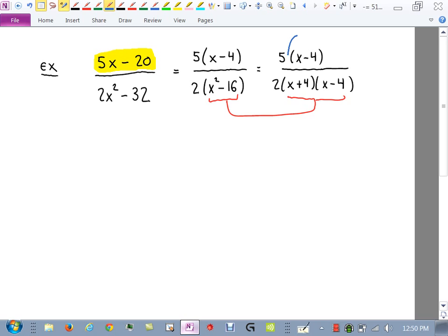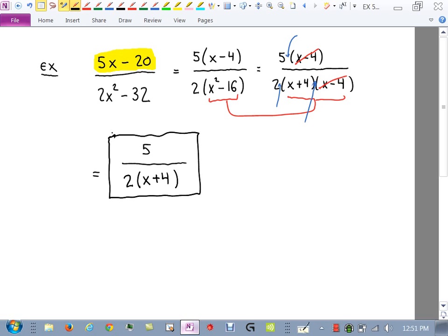Now that I've got it split up, I want to put some stuff in here. I have multiplication drawn here, a multiplication right there, right here, and right there. So anywhere we have multiplication separating things, we can cancel things if they are the same. Do we have anything that's the same? The x minus 4, the entire thing, right? That parentheses and that parentheses are the same, and I can cancel them. Is that the only thing that cancels? Yeah, I don't have anything else that's exactly the same. So what I'm left with is a 5 on top, on the bottom a 2, and then in parentheses x plus 4. There's nothing else I can do to that, so I box it up.